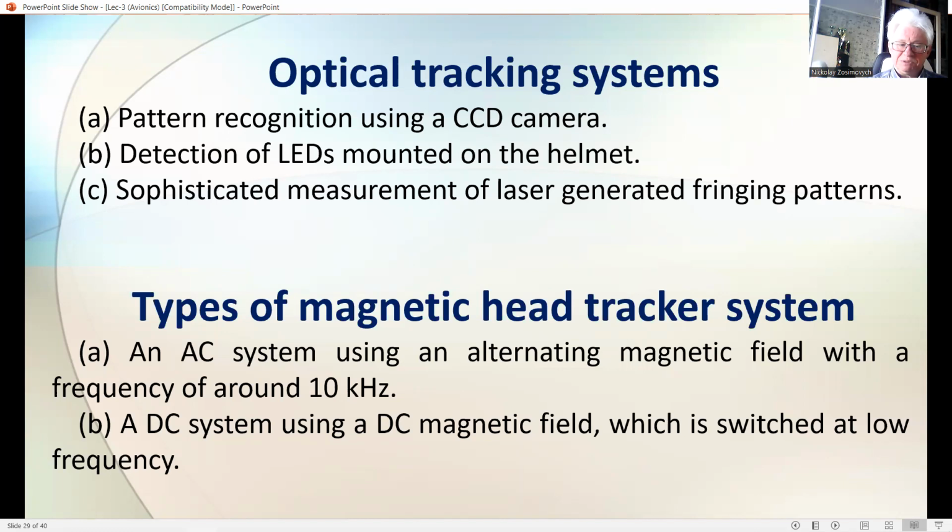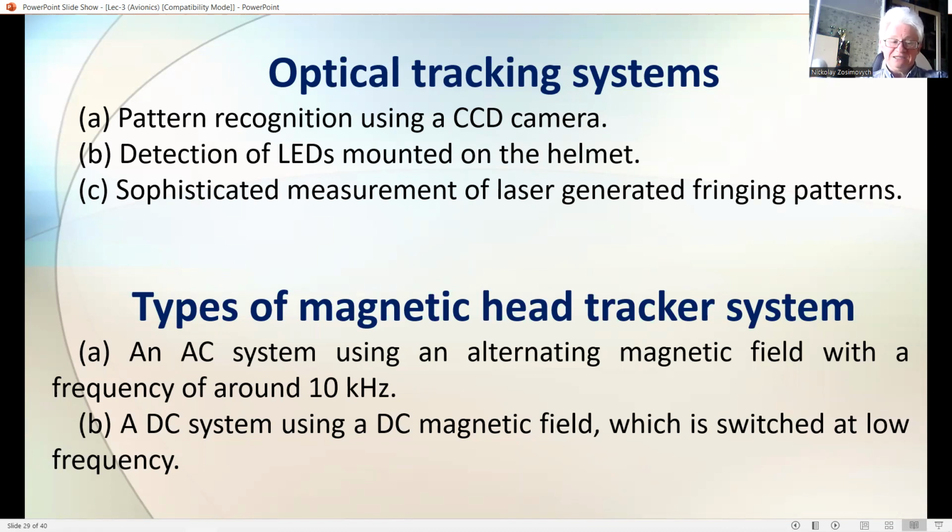Magnetic tracking systems measure the field strength at the helmet from a magnetic field radiator located at a suitable position in the cockpit. There are two types of magnetic head tracker systems. An AC system, using an alternating magnetic field with a frequency of around 10 kHz. And a DC system using a DC magnetic field, which is switched at low frequency.